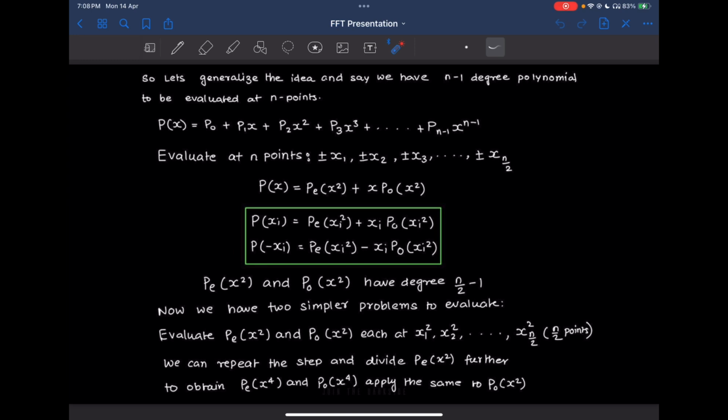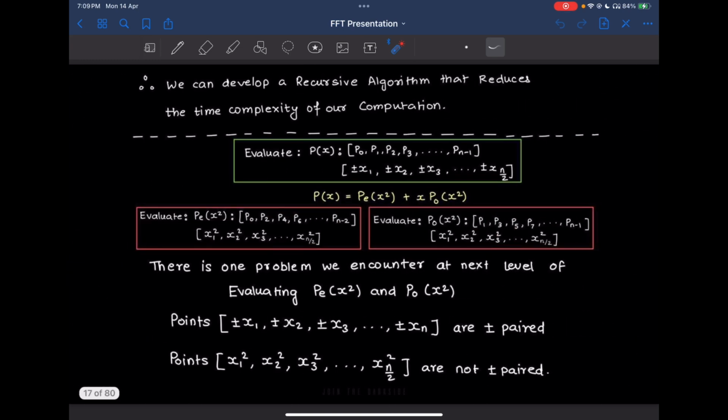So here we get two smaller polynomials. One is an even polynomial, the other is an odd polynomial. They have a degree of n by 2 minus 1. And we can repeat this step and divide each polynomial further into two parts, even and odd. We can further apply the same dividing approach to the polynomials that we get, until we reach a single value, where the polynomial size is reduced to 1.